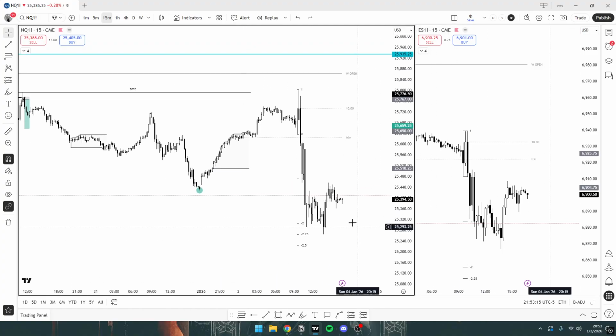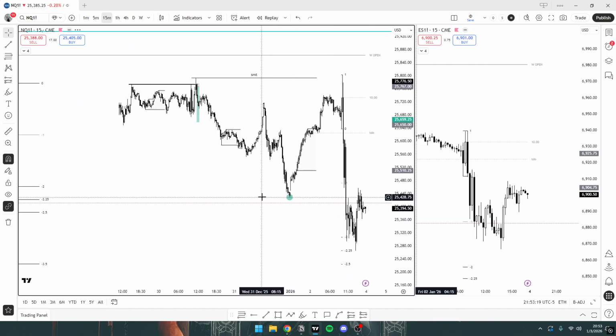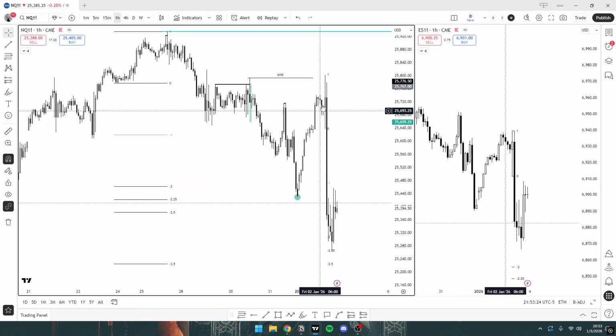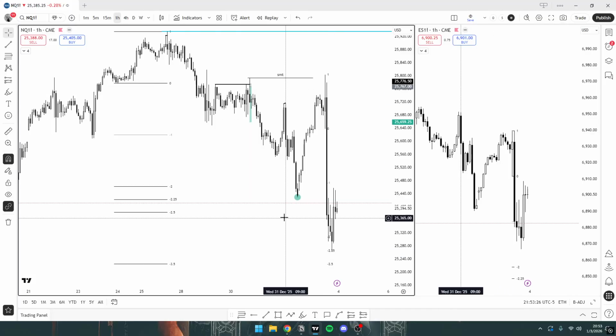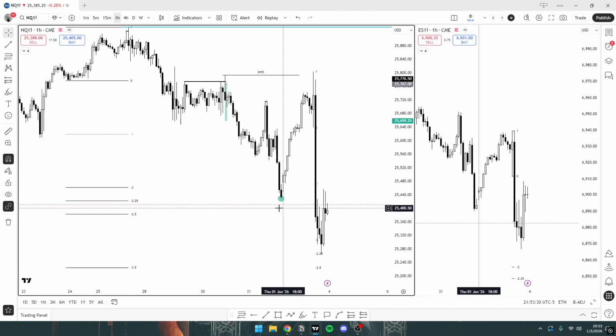But anyway, now I'm going to talk about Friday's price action and why we did what we did and how we could have been aware of this massive dump that was to take place. Right, so I was bullish at first.